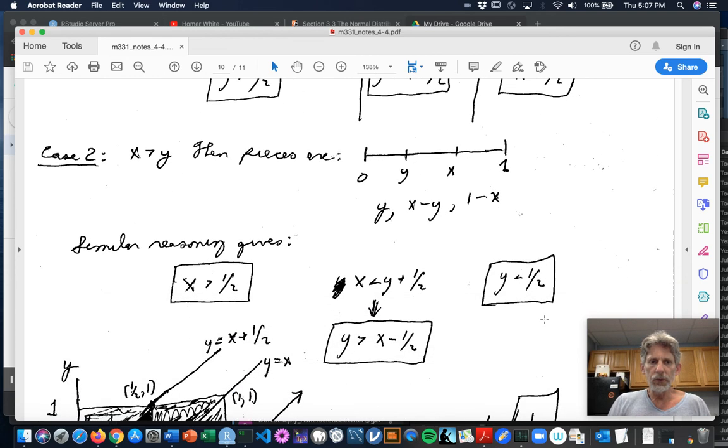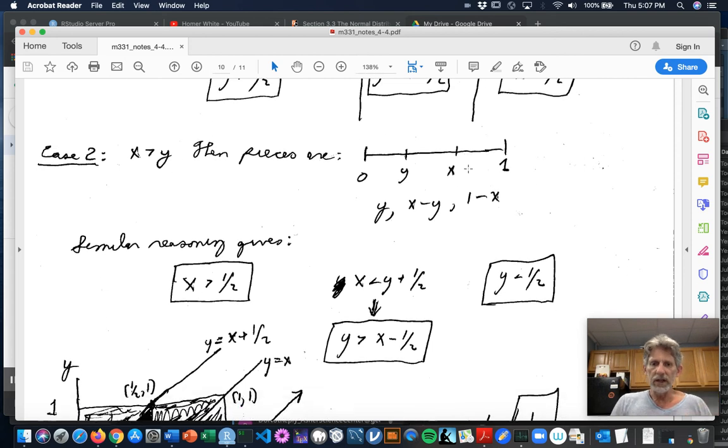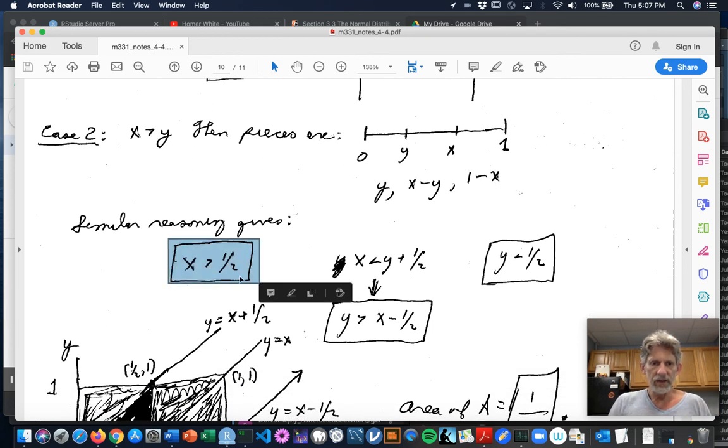In case two, the pieces would look like this. And so their lengths would look like y and x minus y and 1 minus x. And if you apply the triangle rule to those three quantities, similar reasoning would give you this and this and this. It's the same as before, except the x's and y's got switched around. So you shouldn't have to go through that reasoning. You can just say similar reasoning because of the symmetry of x and y.